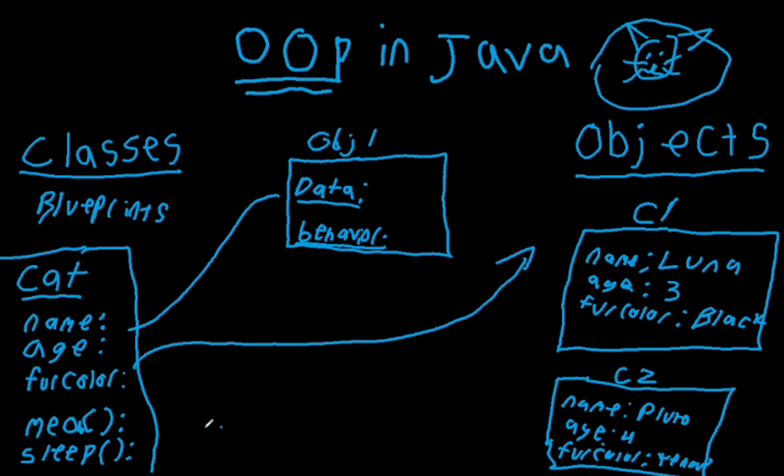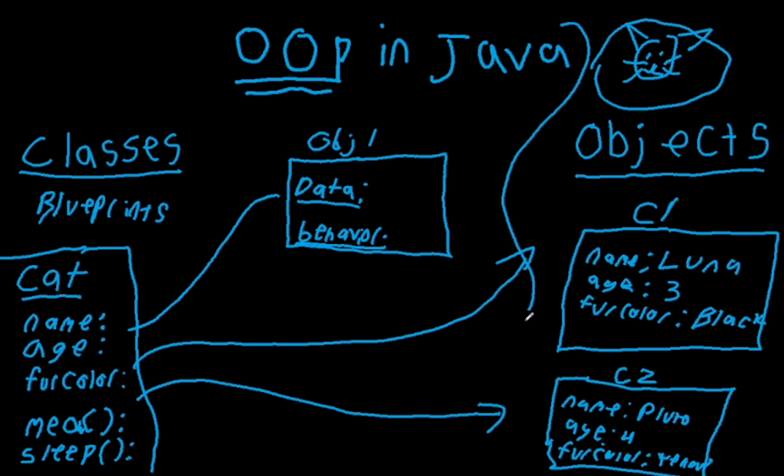So this blueprint, this class, is going to allow us to create a bunch of cat objects. And these objects allow us to store this data neatly: this name, this age, and this fur color. Instead of storing it all inside of variables in our main method, like C1's name, C1's age, C1's fur color, C2's name, C2's age, C2's fur color, these values are actually contained inside the object. So it keeps our code nice and neat.